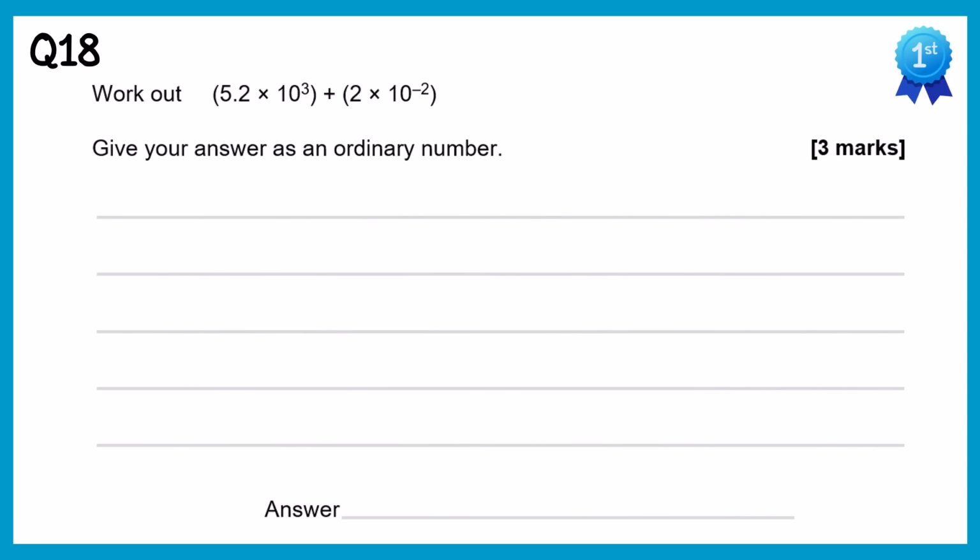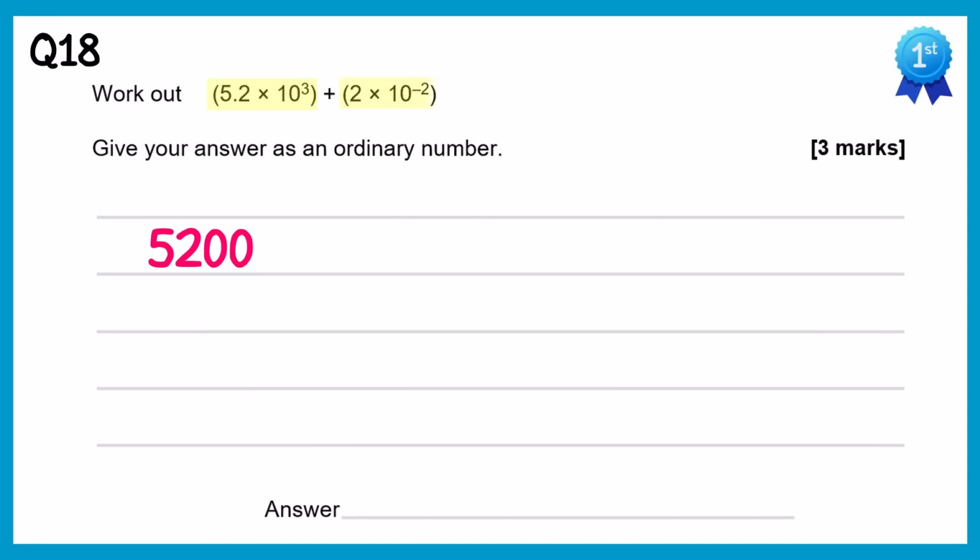In this question, we have two numbers given in standard form, and we need to add them together. We'll start with this number here, 5.2 times 10 to the power 3, and we'll try and convert it to an ordinary number. Since we're multiplying by 10 to the power 3, that's like multiplying by 10 3 times. So let's multiply 5.2 by 10 3 times. If we multiply it by 10 once, we'll get 52. If we multiply it by 10 a second time, we'll get 520, and a third time will be 5,200. So this is 5.2 times 10 to the power 3.